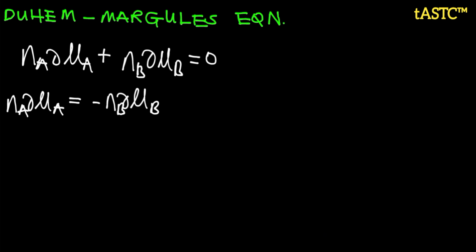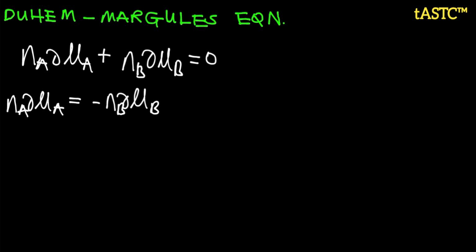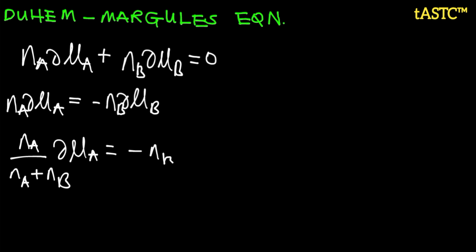The next thing I need to do on this equation is take the total number of moles, which will be N sub T, and that should be equal to N sub A plus N sub B. So if I divide this whole equation through by it, this is what we're going to have: N sub A divided by N sub A plus N sub B, d mu A. And on the other side, N sub B divided by N sub A plus N sub B, d mu B.